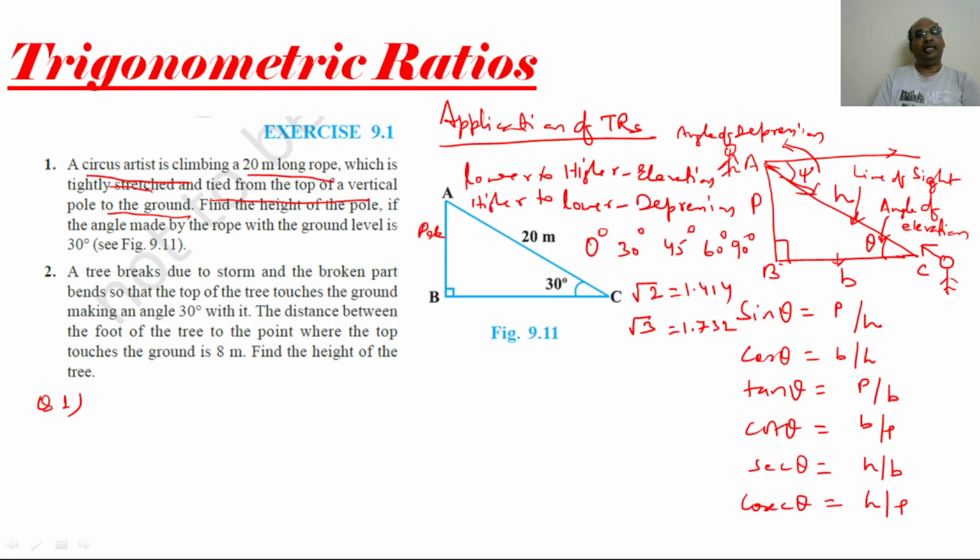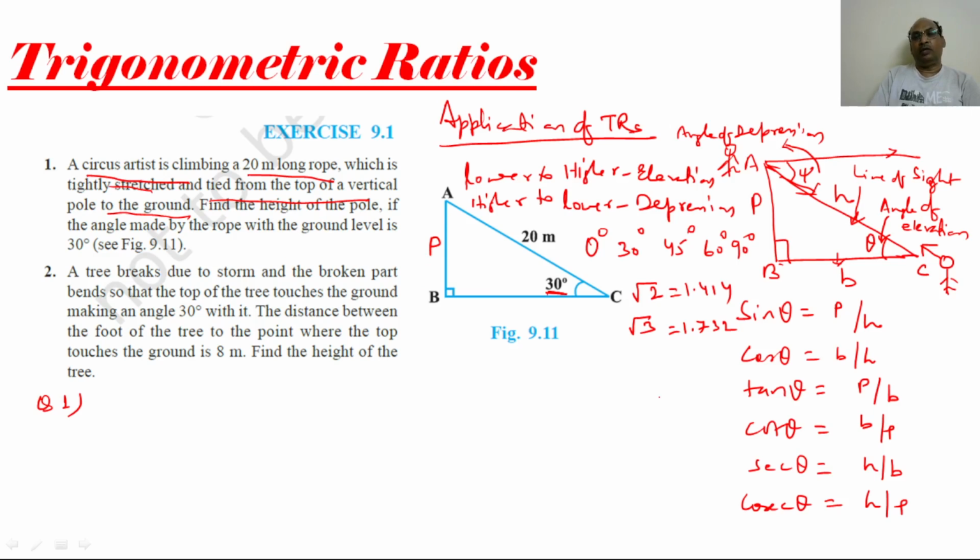We need to find the height of the pole, that is AB, if the angle made by the rope with the ground level is 30 degree. It is given as 30 degree. The angle is given. We need to find this P or AB, right? This is the pole.